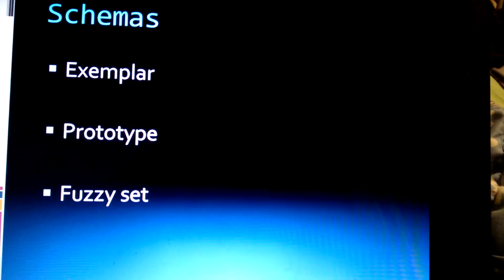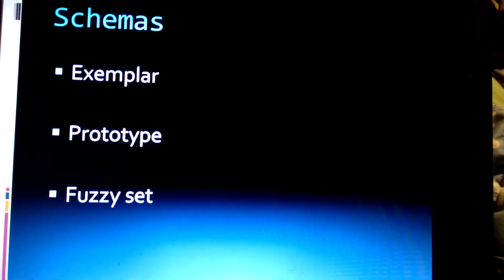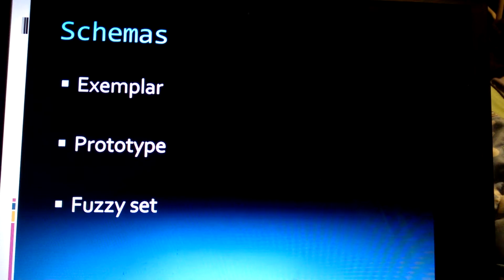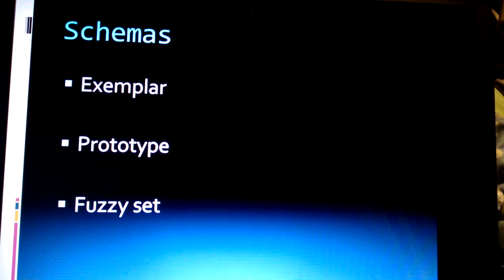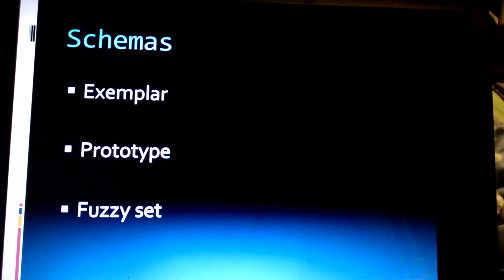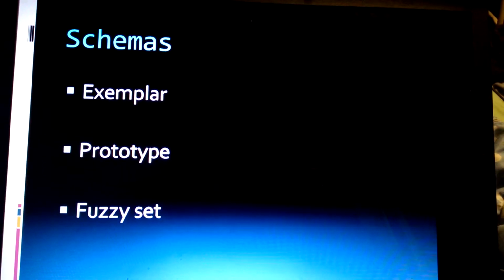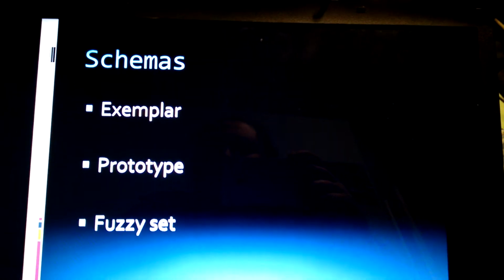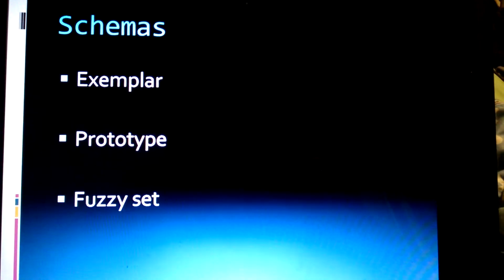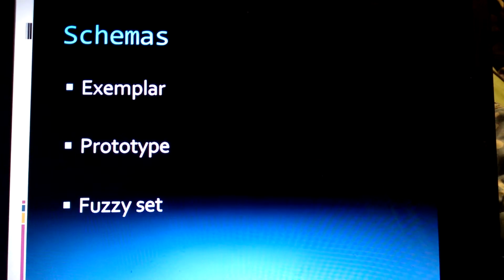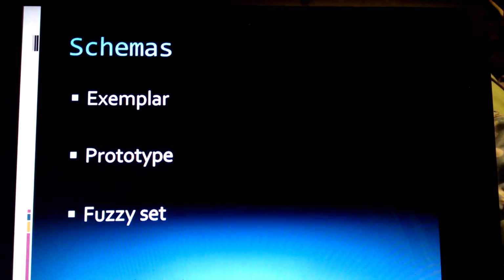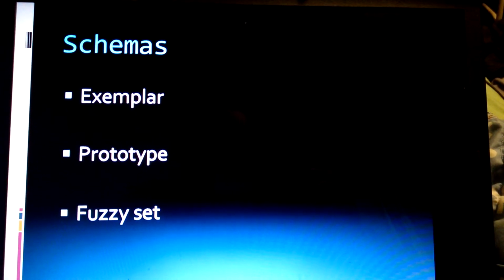Exemplar basically means examples. Schemas include information about specific cases and also about more general sense of what the category is. An idealized best member of the category is often called the prototype. It is the best actual member you've experienced so far, and it's considered the idealized member. The term fuzzy set has been used to convey the sense that schema is defined in a vague way by a set of criteria that are relevant but not necessary.